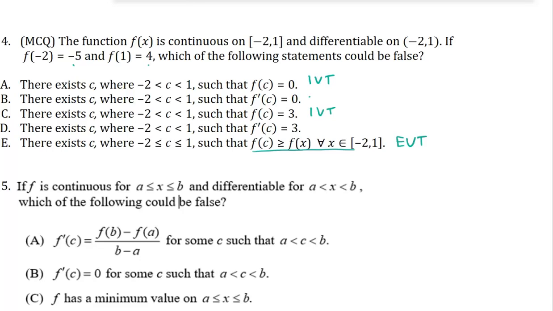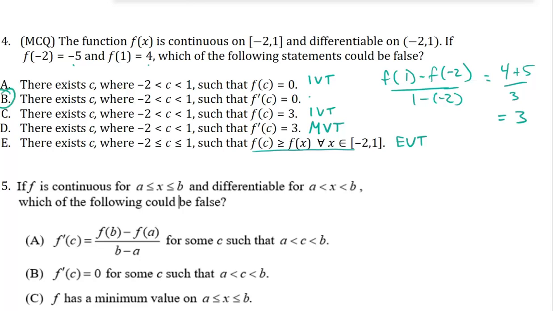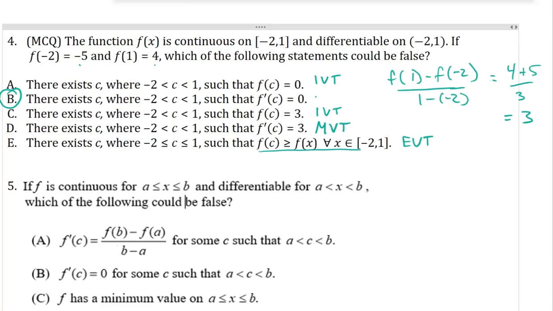And so let's go ahead and do the average rate of change and figure out if we get one of these conclusions from that. So if I do f of 1 minus f of -2 over 1 minus -2, I'm going to get 4 plus 5 over 3. 9 over 3 is 3. So this one does have to be true by the mean value theorem, meaning the only one that doesn't necessarily have to be true is B. And that is our answer.